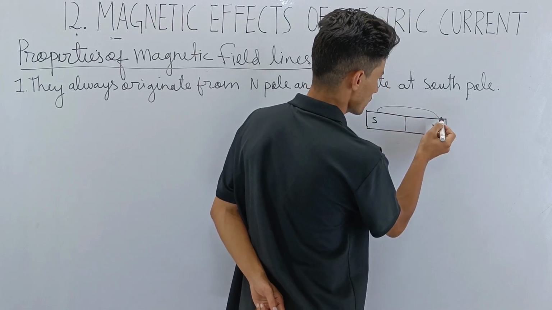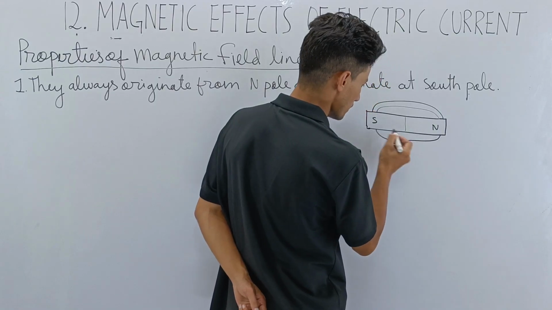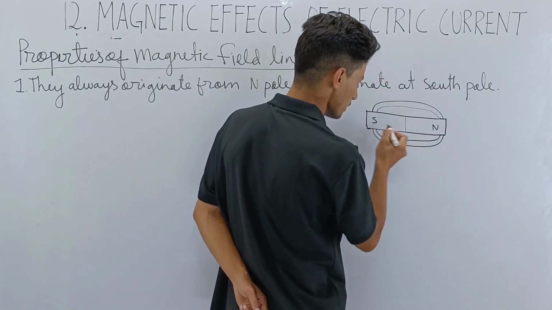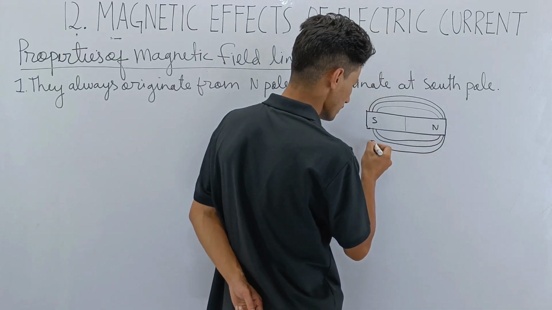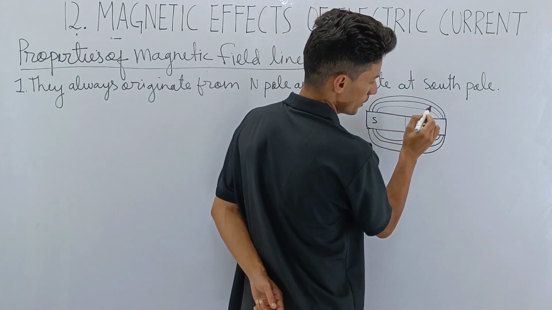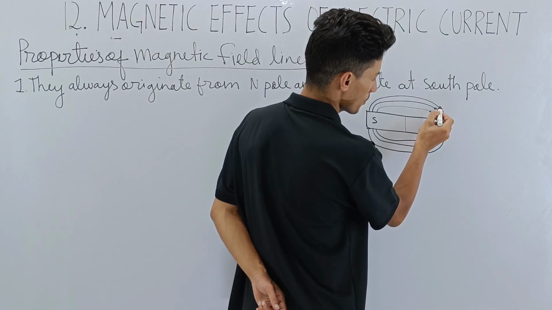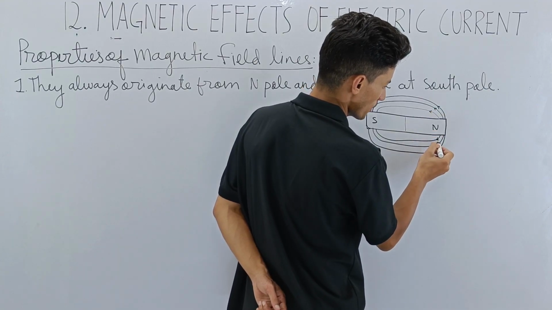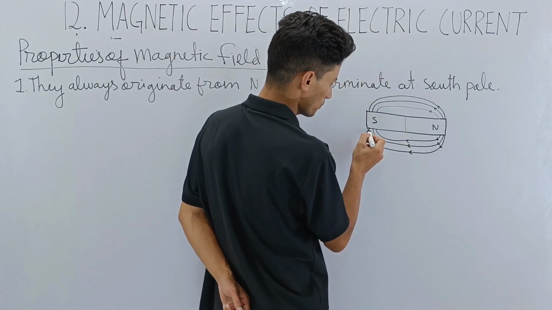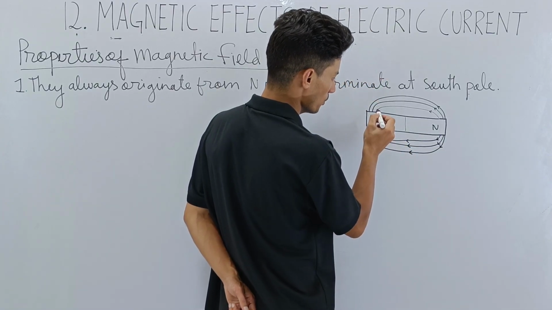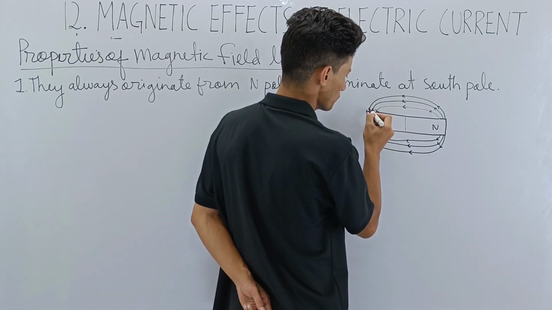We can draw like this. Now, as you can see, they all originated from the North Pole. So they originate from here, from here, from here, and they travel to the South Pole. They travel to the South Pole.